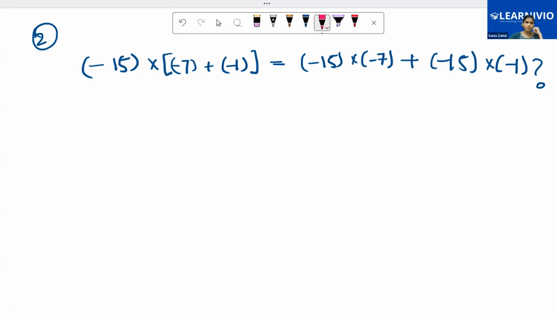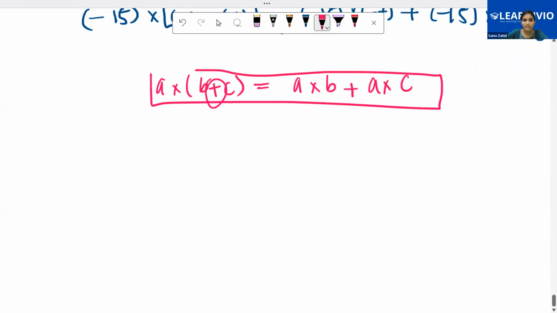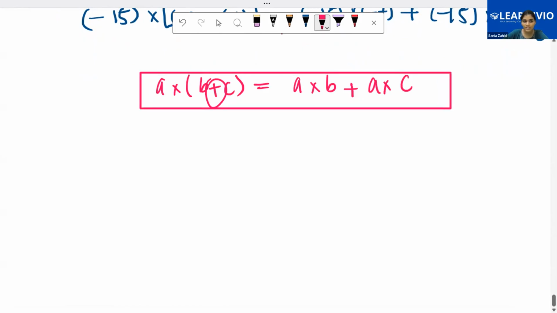Okay, good. I told you the distributive law like this: if I multiply a number with the sum of two numbers, I can open it up and write a into b, then I will put the center sign, which is plus, then I will write a into c. I guess this is clear to you. But now if I say a is being multiplied with the difference of two numbers, like b minus c, how will you open it?